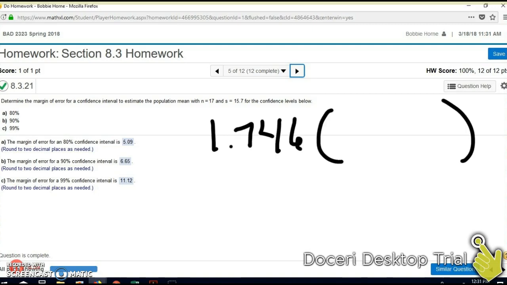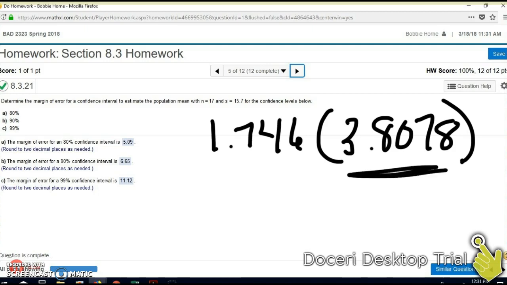So we're going to go back and do 1.746 times that other number that we just calculated. We don't have to calculate it again, because n is not changing and the standard deviation is not changing, so this number doesn't change. So when you multiply those together, you get 6.65.